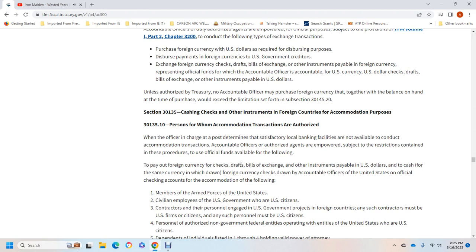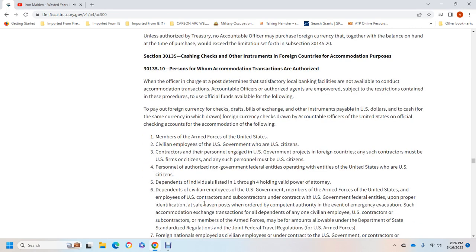The accountable officer, the United States official, for checking the account with the accommodation on file with a member of the armed forces of the United States, a civilian employee of the U.S. government, or U.S. citizens contracted with, personally engaged in a U.S. government project in foreign countries. So any such contractors must be U.S. firm citizens, and any of the personnel must be U.S. citizens, personnel authorized aid, government federal entities operating with any of the United States citizens.